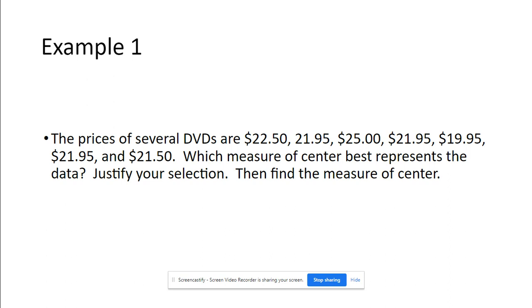So they are fairly clustered, but we also see that the value of $21.95 is repeated 3 times. 1, 2, 3. So in this scenario, the best one to use is the mode because it does appear 3 times. If there were not these values of 21.95 repeated so many times, it probably would be best to use the mean because everything is fairly clustered. If you would have extreme values, like I said, let's say that there's a DVD that costs $40 and a DVD that costs $5 in a set, then it would probably make more sense to use the median.